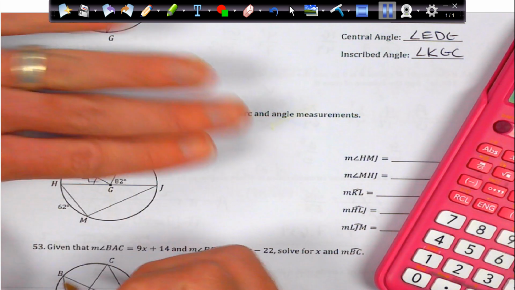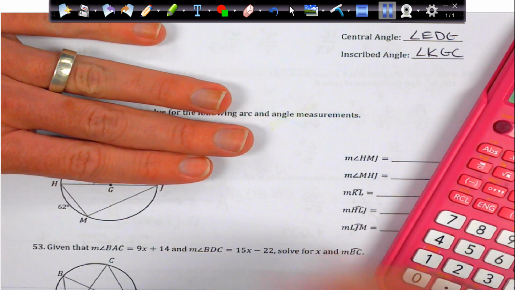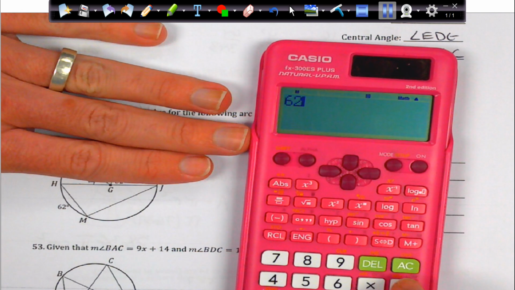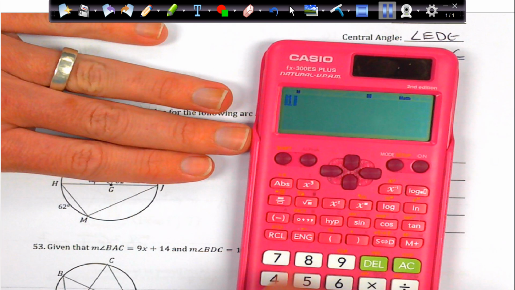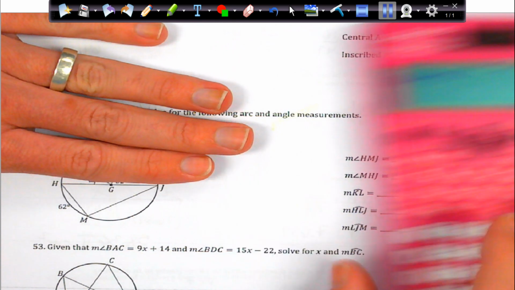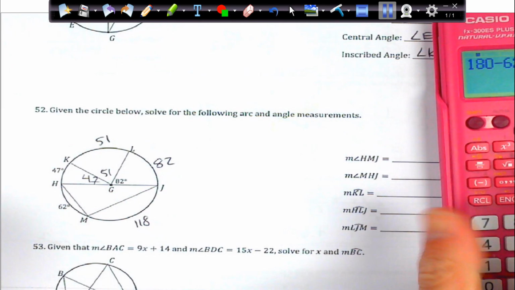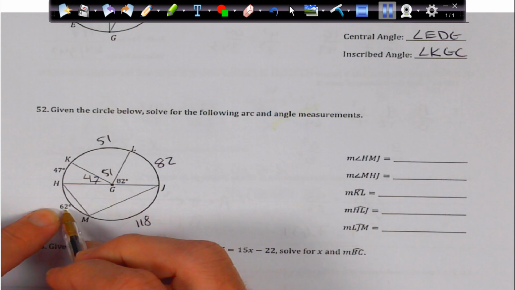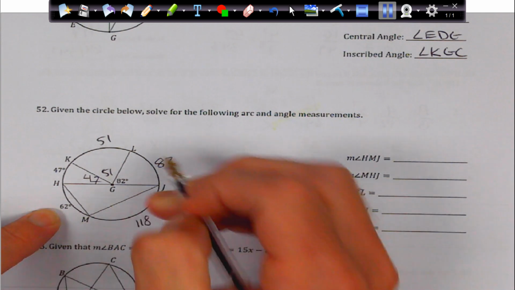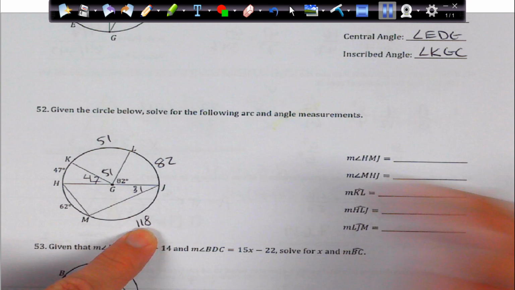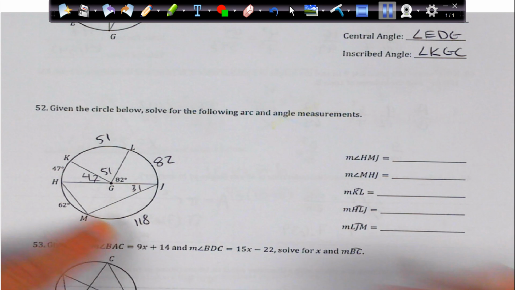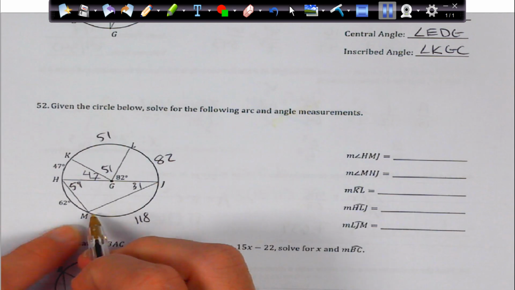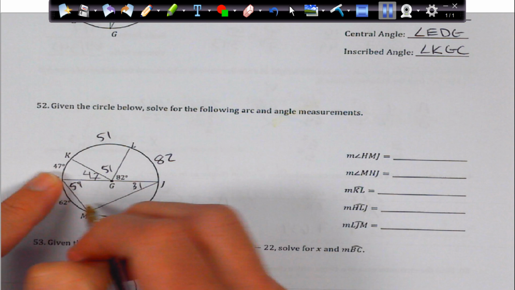That's 62. This is also 180, so I'm going to take 180 and subtract 62. So that should be 118. So I got everything on the outside. I could do some inscribed angles on the inside. This is 62, so that's half of 62, which is going to be 31. That's 118. Half of 118 is going to be 59 in here. And this is opening up to 180, so it's going to be 90.